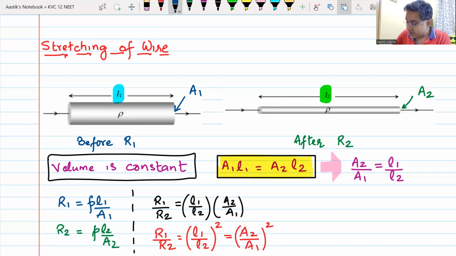Yes, sir. Now, if I call the radius of this wire R1, and the radius of this wire R2, then I can have the relation of the ratio of resistance in terms of the ratio of radius. Can you tell me what will be that ratio? R1 by R2 is A2 by A1 whole square. I can write the same thing in terms of radius of the wire. What will be the ratio then? R2 by R1 whole square.